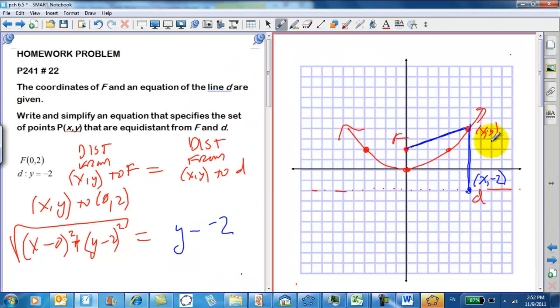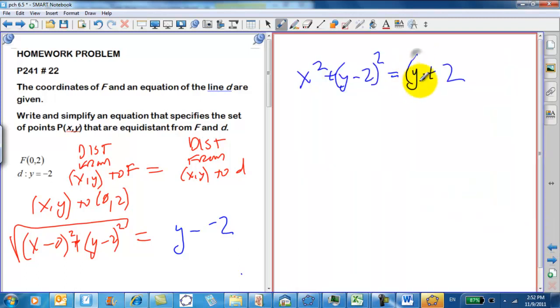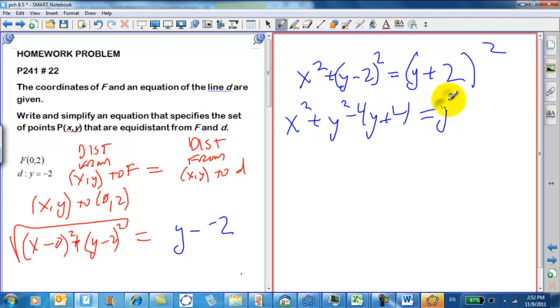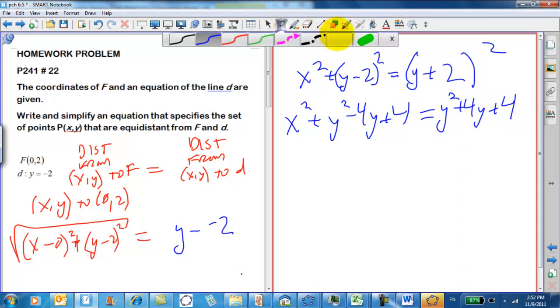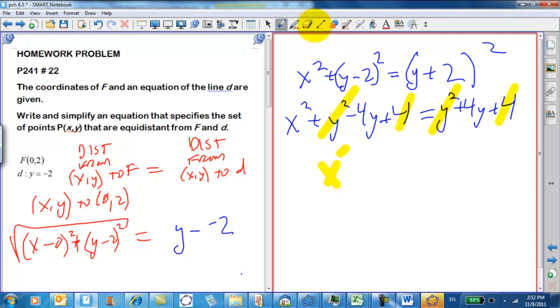The distance from (x, y) to (x, -2) is definitely y minus 2, that's y plus 2. Well, that's where we're squaring both sides. So you get x squared plus y squared minus 4y plus 4 equals y squared plus 4y plus 4. Notice how the y squareds cancel out, which is what we expected in the parabola. Right? The 4's cancel as well. And we get simply x squared equals 8y.